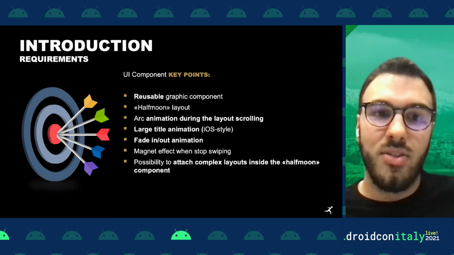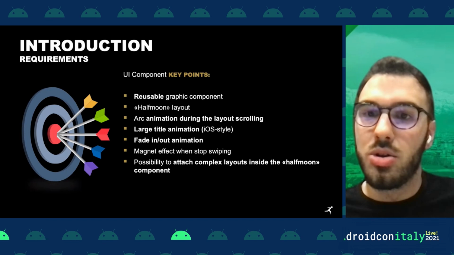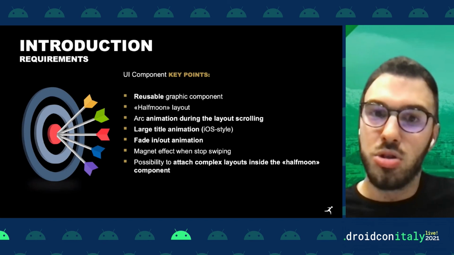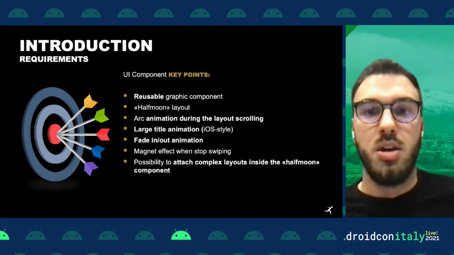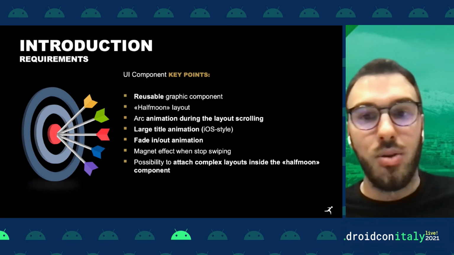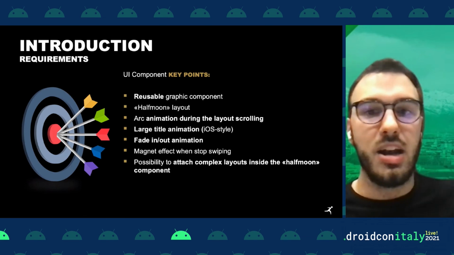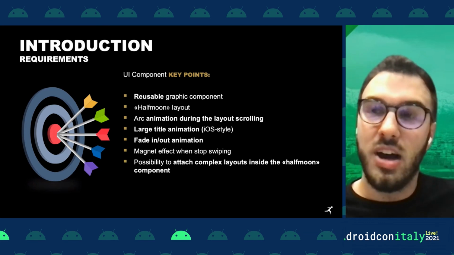Here we have some points or requirements on which we focused for the realization of the solution. The solution must be reusable and versatile, so we need a versatile graphic component. The layout, which we call HALFMOON during the talk, needs to have an arc view, and a specific layout inside the arc view.